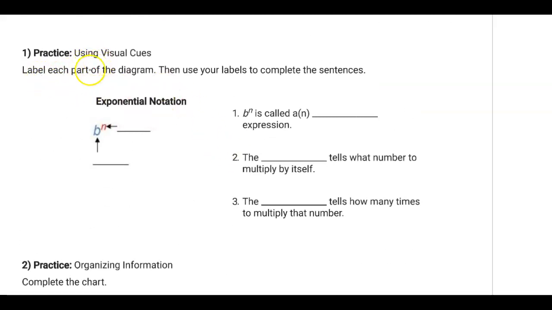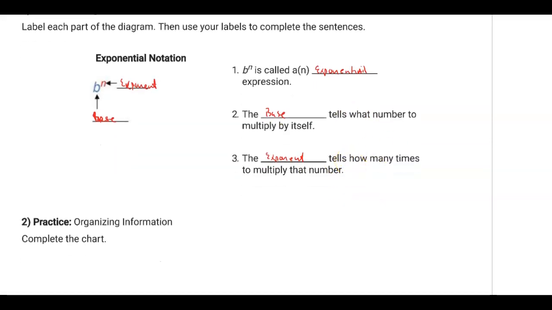So here, if we had to label each part of the diagram, then use the labels to complete the sentences. When I look at here, B is your base, N is your exponent. So B to the N is called an exponential expression. So when we look at it, the base tells what number to multiply by itself, and the exponent or power tells how many times to multiply that number by itself.